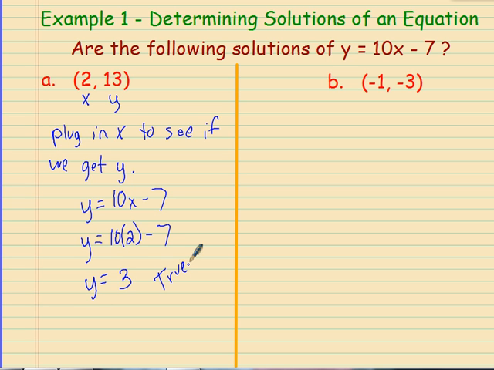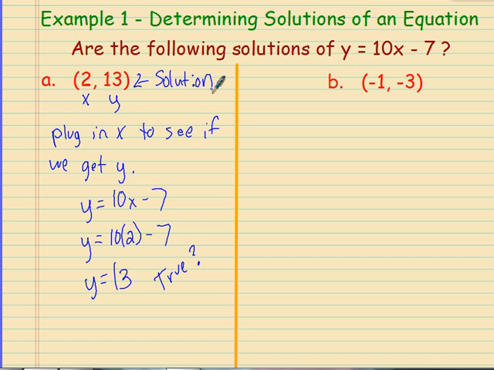Is this true? Yes or no? Is this a solution? Sorry. So the question was, is it a solution? Your answer is yes, this is a solution. Simple as that.